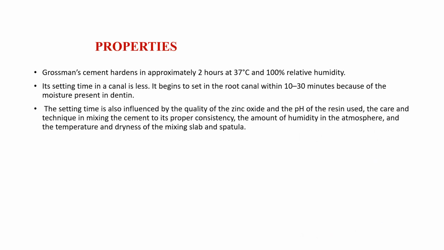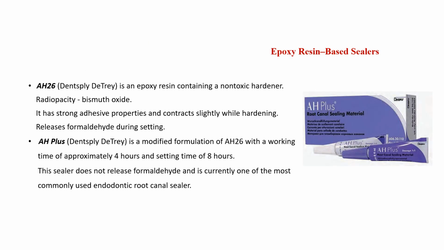And now we have the properties. Grossman cement hardens in approximately 2 hours at 37 degrees Celsius and 100% relative humidity. Its setting time in a canal is less. It begins to set in the root canal within 10 to 30 minutes because of the moisture present in dentin. The setting time is also influenced by the quality of the zinc oxide and the pH of the resin used, the care and technique in mixing the cement to its proper consistency, the amount of humidity in the atmosphere, and the temperature and dryness of the mixing slab and spatula. So we have seen about zinc oxide based sealers. Zinc oxide based sealers are the most commonly used sealers till now.